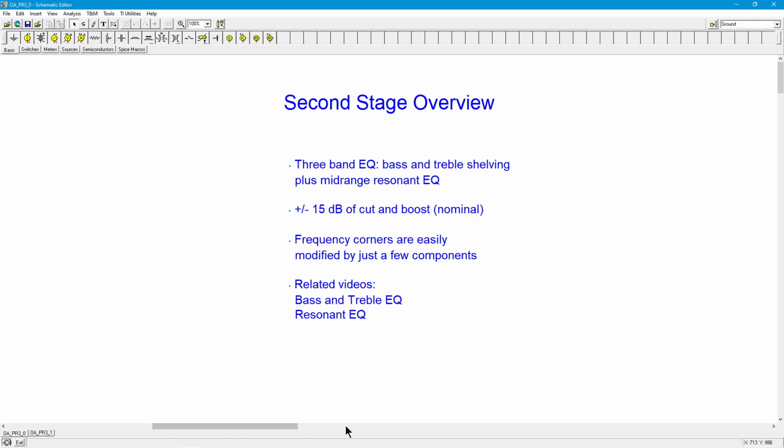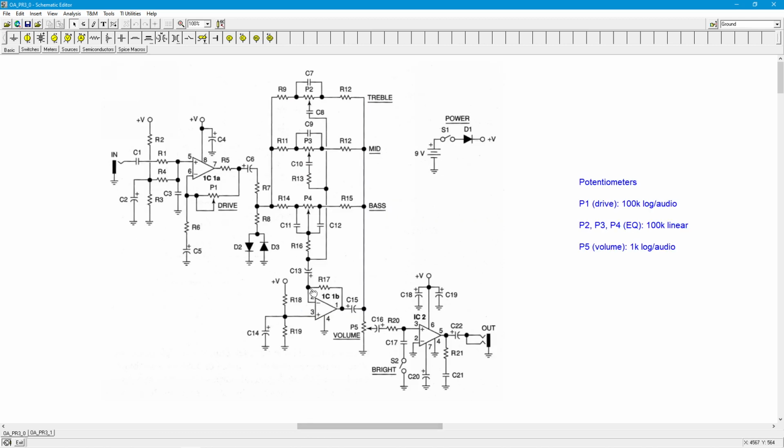So let's take a wander over here to the circuit. Okay, so here's our little amplifier. First stage, this was the drive section that we were talking about, the preamp. So this section right in here, with all of these potentiometers and whatnot, that's what we're going to be looking at in this video. This is the EQ section, and then of course out here is the power section that drives the headphones or a small loudspeaker.